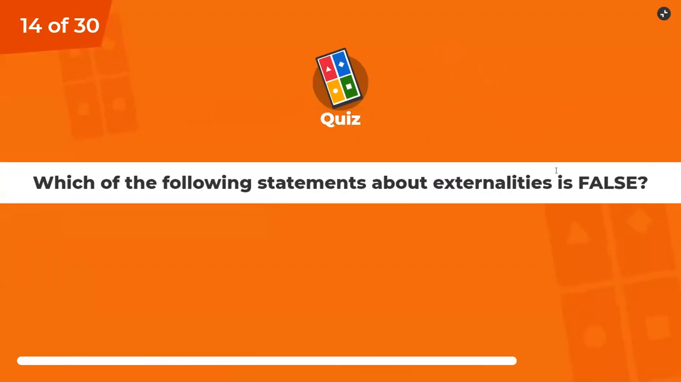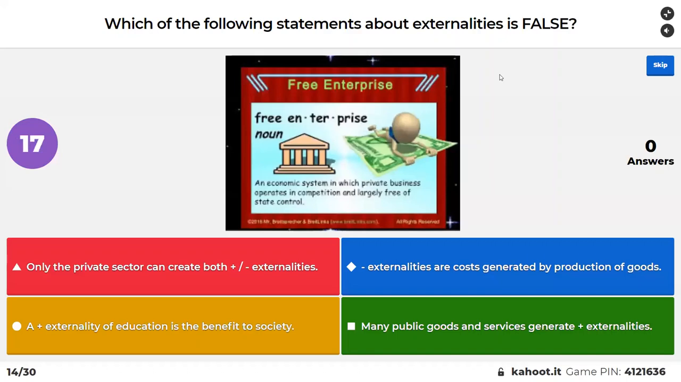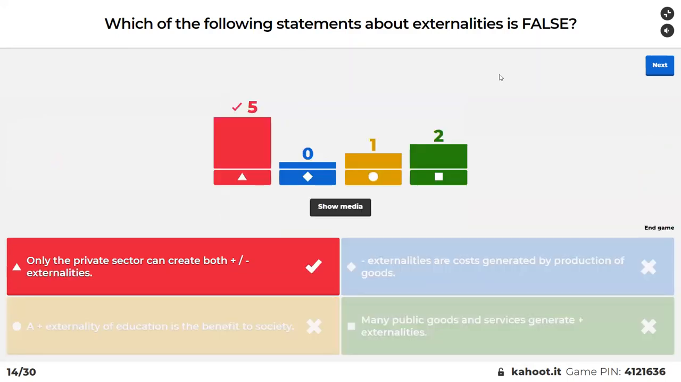Which of the following statements about externalities is false? So which one is false? Only the private sector can create both positive and negative externalities. Positive and negative externalities can happen in the private sector as well as the public sector. So even we talked about the building of Rigetti High School. Rigetti High School is a public sector good. There are still positive and negative externalities from that, right? The traffic in the morning might be negative.